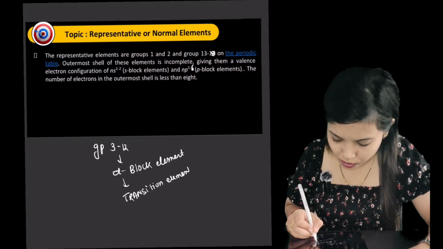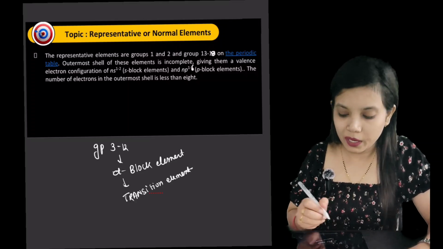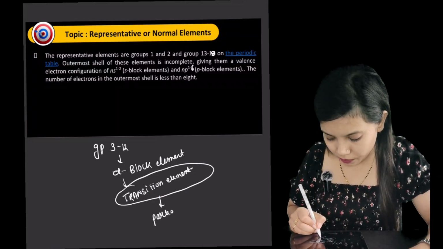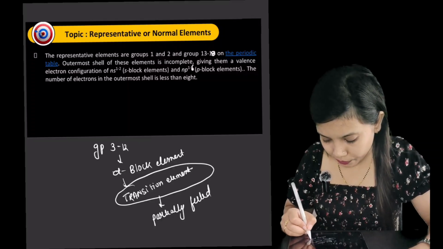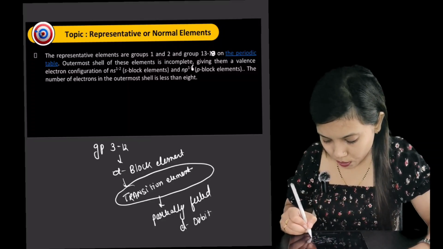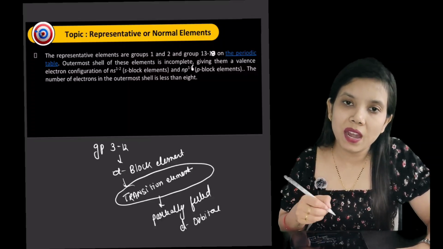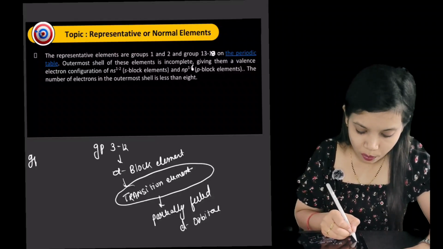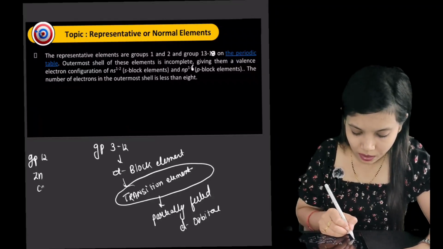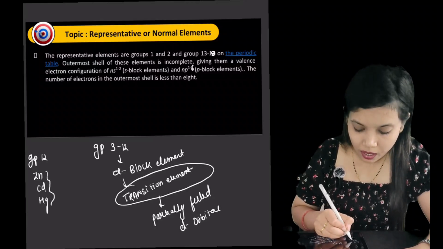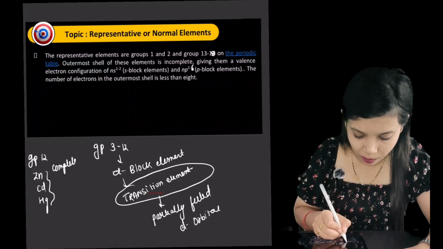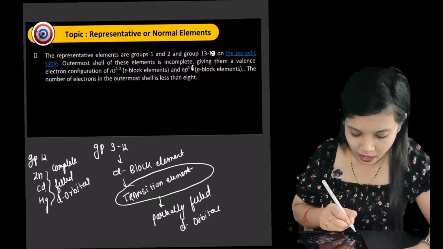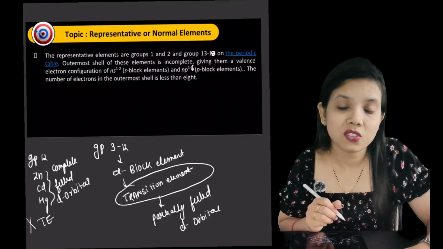Now students, you should think why we are calling them transition elements. Transition elements means those elements which have partially filled d orbitals. They have incomplete, or we can say partially filled, d orbitals. That is why they are known as transition elements. Except group number 12, in which the elements zinc, cadmium and mercury have completely filled d orbitals. That is why they are not known as transition elements. We do not call them transition elements.